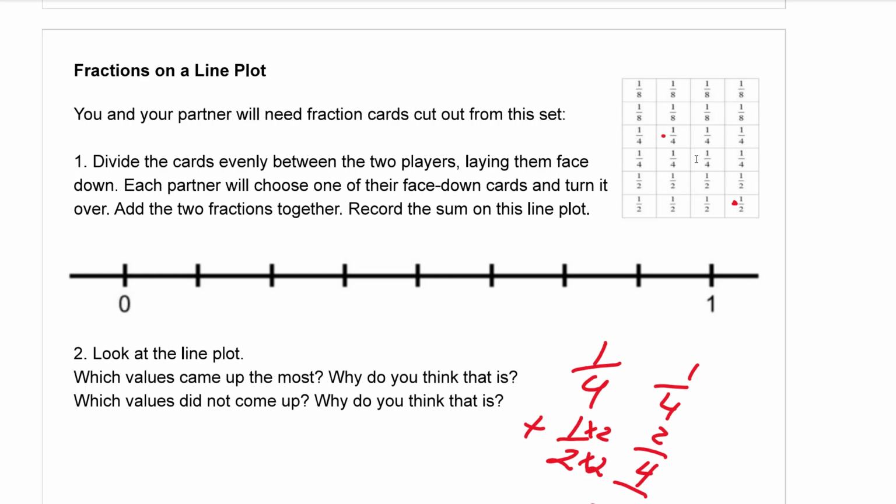Okay, go ahead. Divide the cards evenly between the two players, laying them face down. Each partner will choose one of their face down cards and turn it over. Add the two fractions together. Record the sum on this line plot. And I'm looking at number 2 and it says which values came up the most. Well, that means the two players are going to have to use up all their cards. So really, you don't give us very much room for this line plot. So you're going to have to write really small or just right over the top of it.